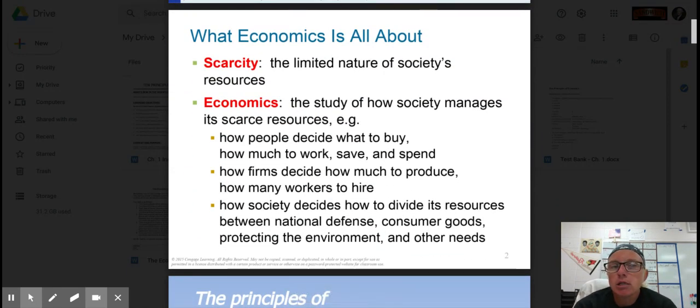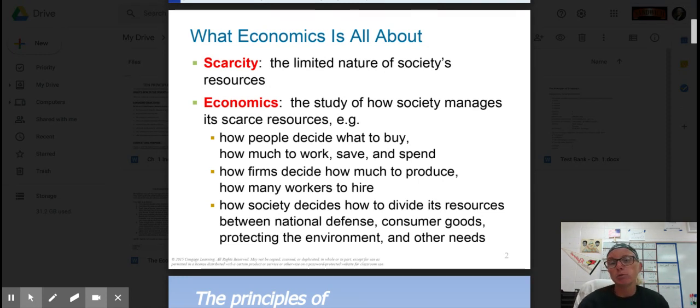Well, it's the study of how society manages its scarce resources. So what is scarcity? The fact that things are limited. There's nothing unlimited anywhere. And don't say love and friendship, just none of that garbage, okay? Everything is scarce that we can purchase, okay? Whether it's a desk, a pen, a haircut, an oil change, it's scarce. And economics studies how we manage those scarce resources.